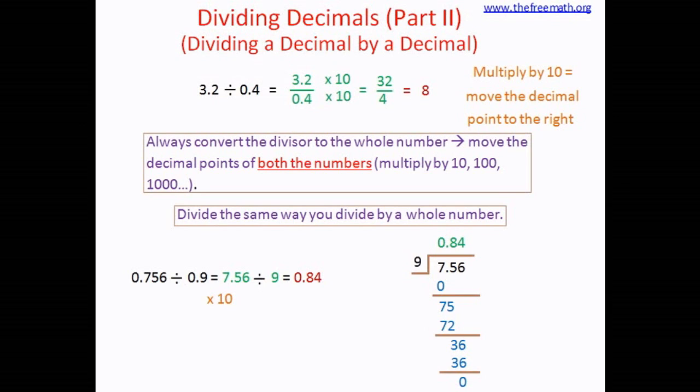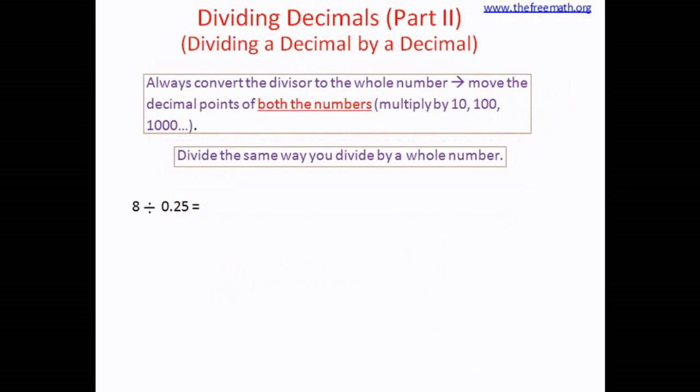Let's solve some more examples. Let's use these two steps and solve. The first problem is divide 8 by 0.25. Now in 0.25, we have to move the decimal point 2 places to the right. So we do the same thing for 8. That means we actually multiply by 100. So our division looks like this. Divide 800 by 25. Now what do you see here? The decimal point is gone. This is just like any other whole number division.